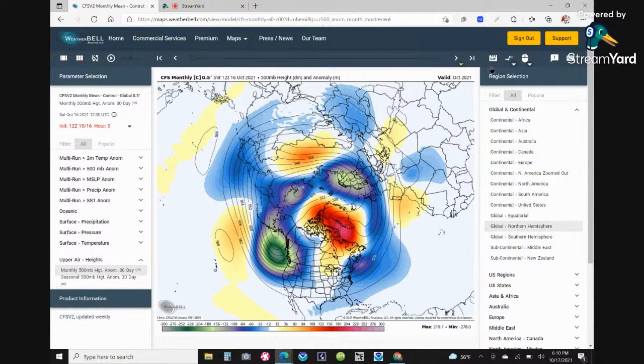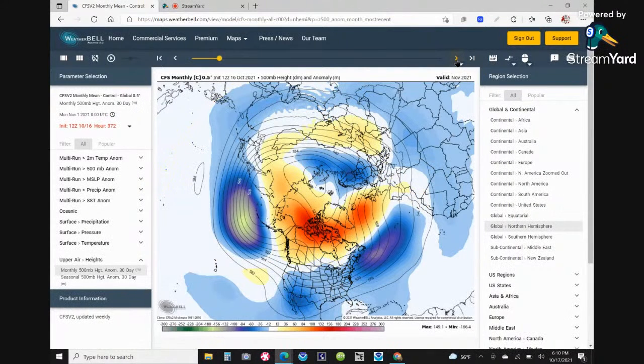So this is October, November. Strong ridging, Greenland, Baffin Island, over northern Canada into Alaska.